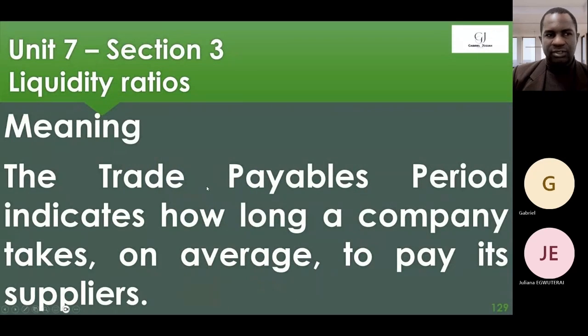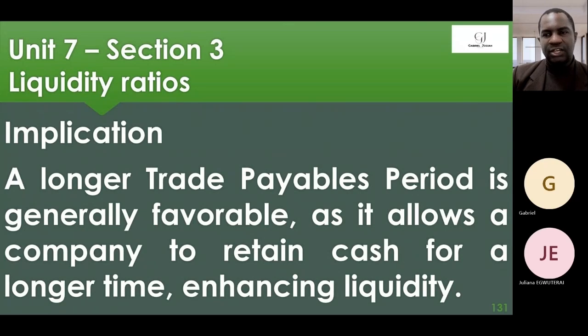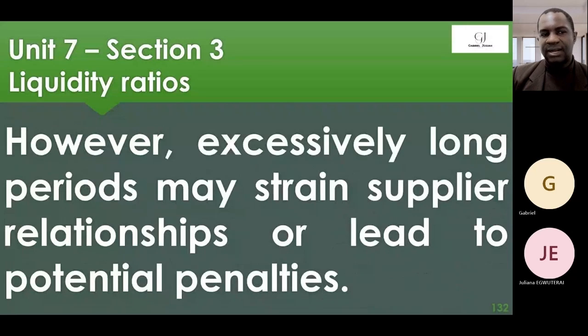Okay, so we've looked at the meaning. Then let's look at the implication. Now, the longer the better. Why? Because you are tying down money to use for other things, but then you have to balance it. You can't scuttle somebody's business and his cash flow to enhance yours. Though generally in business it's allowed, but then there has to be balance. Even if you are enhancing your liquidity, you also have to consider the other creditors' liquidity also. It's very important that balance is kept, so excessively long periods may strain supplier relationships.